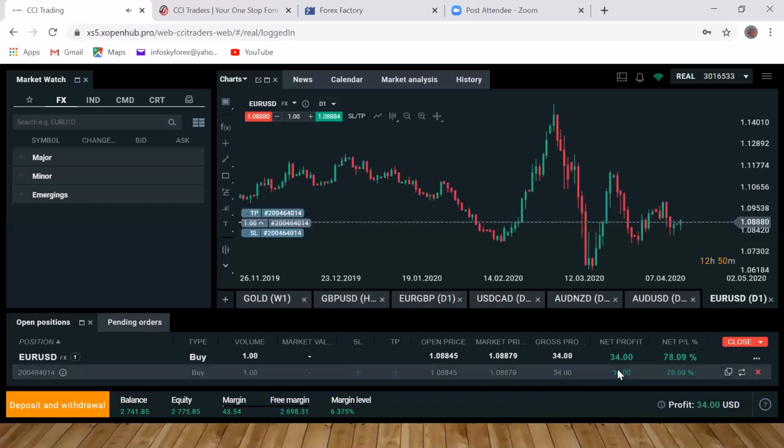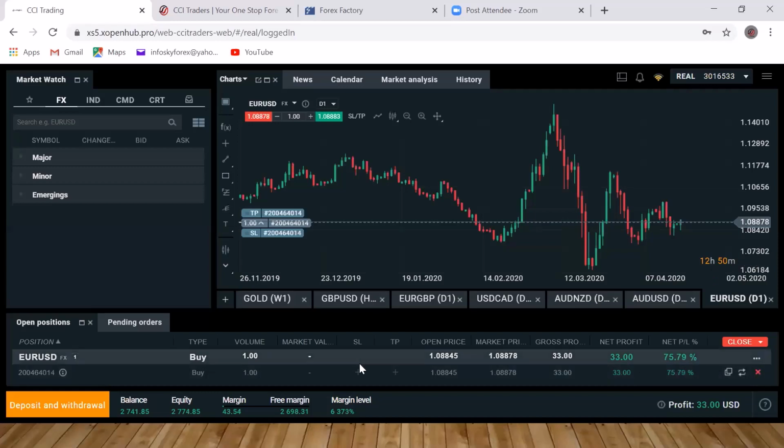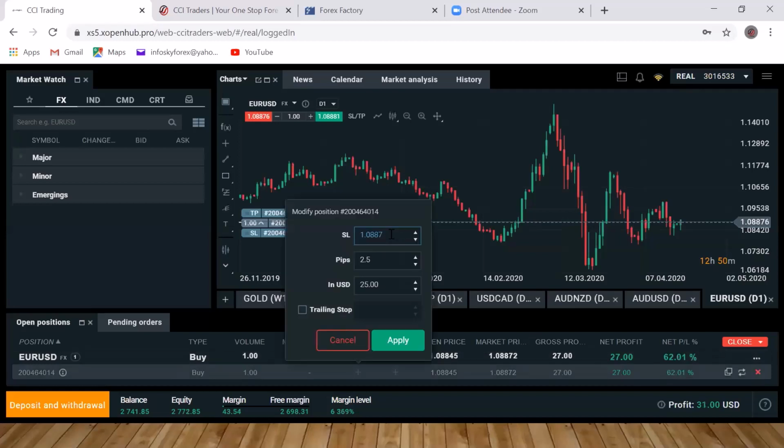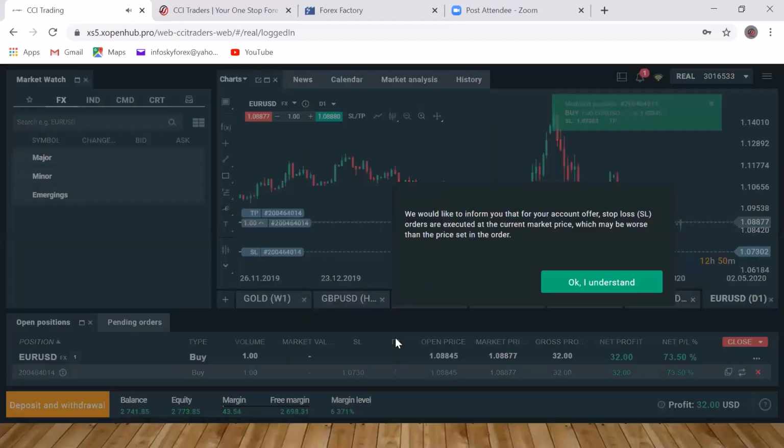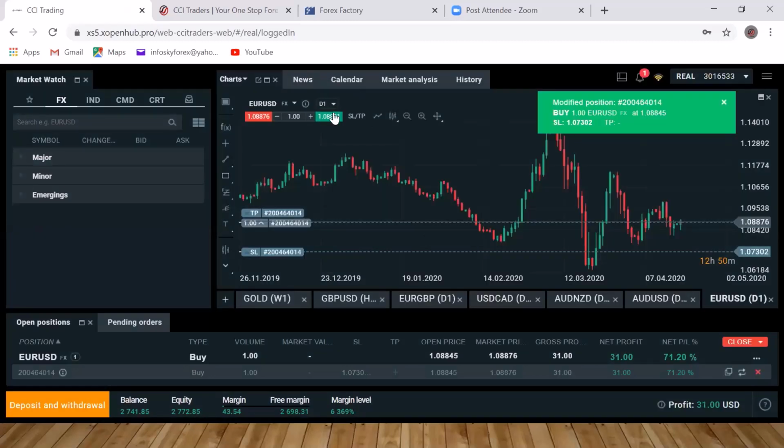I have a buy. Of course, it's already gaining here. I'm gaining about $32. So let me put a take profit about 1.07302. Then I apply my stop loss. Then we'll continue on the chart.